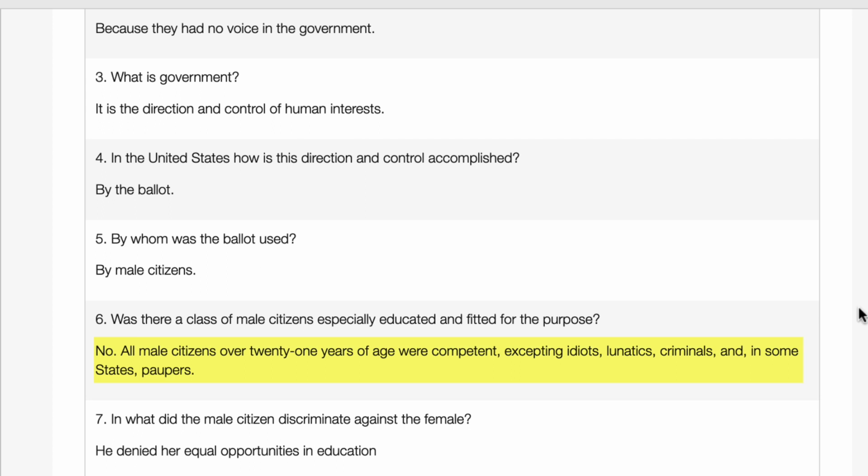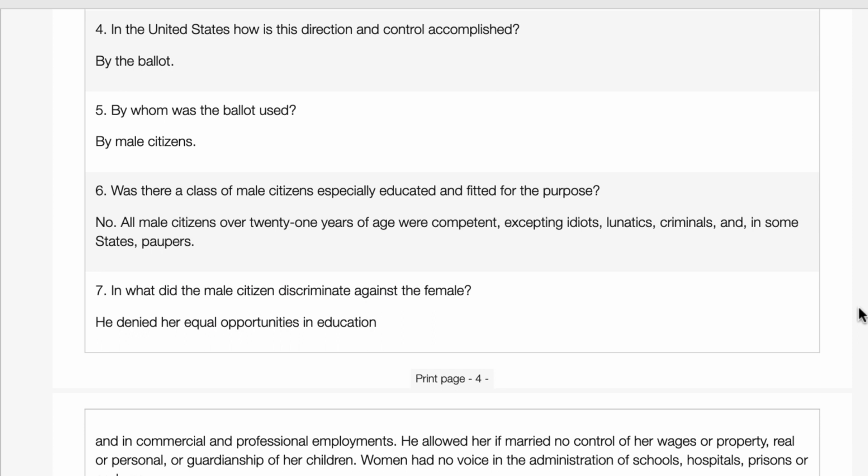No. All male citizens over 21 years of age were competent, excepting idiots, lunatics, criminals, in some states, paupers. And what did the male citizen discriminate against the female? He denied her equal opportunities in education and in commercial and professional employments. He allowed her, if married, no control of her wages or property, real or personal, or guardianship of her children. Women had no voice in the administration of schools, hospitals, prisons, or asylums."